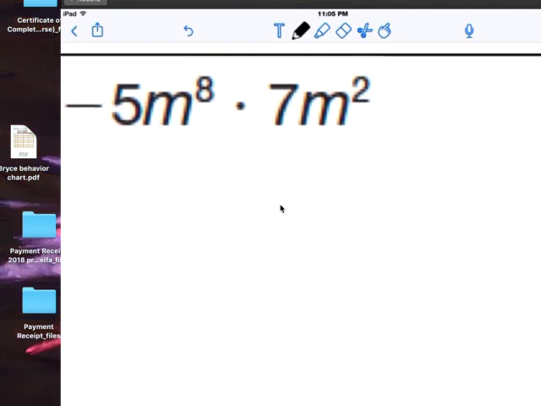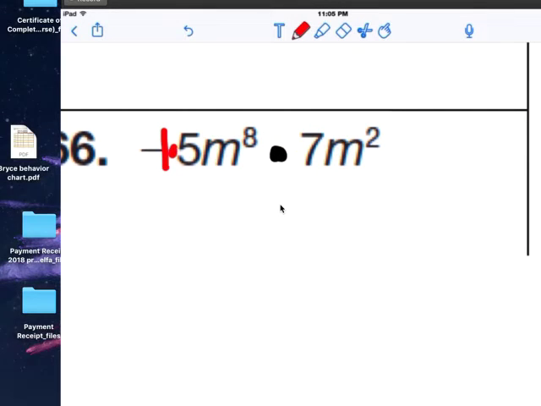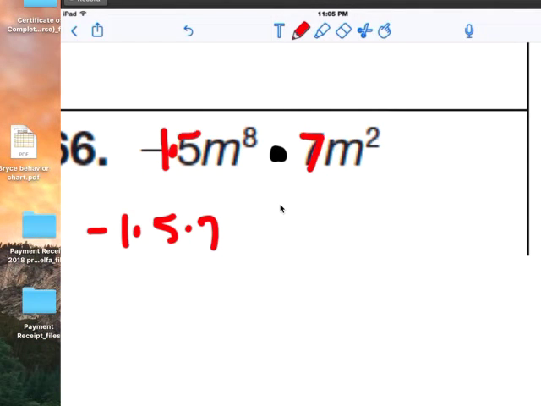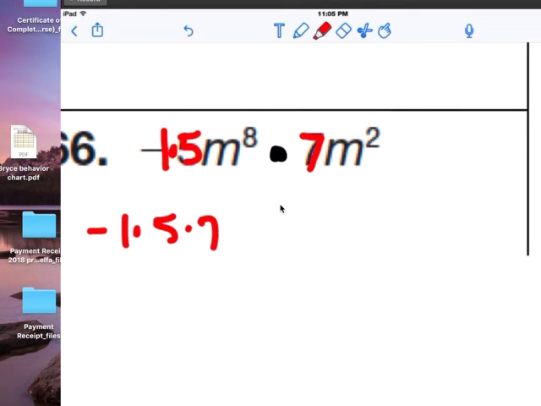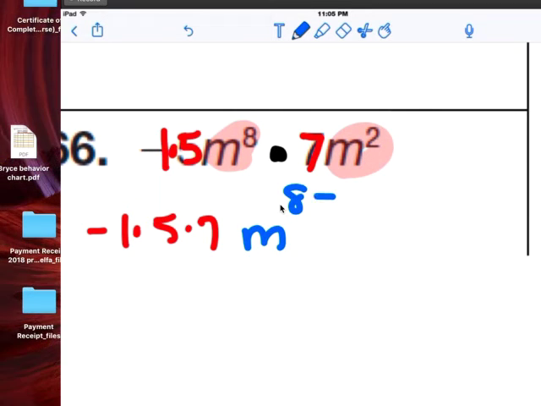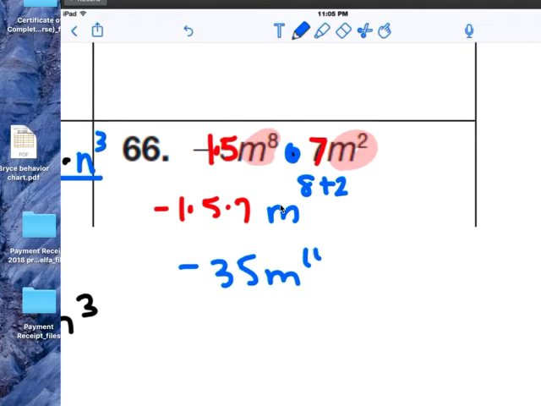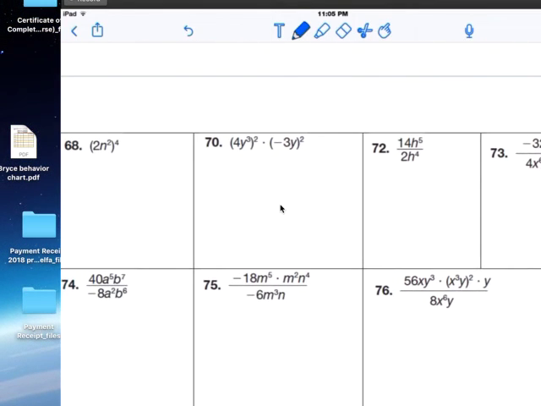This is a multiplication. I'll be careful here. This is a negative 1 times, so negative 1 times 5 times 7. Those all don't have any exponents. Now, these ones do, so you add the exponents. When you're multiplying, you add the exponents. Negative 35 m to the 10th. You do that, okay? So these are all the same again.